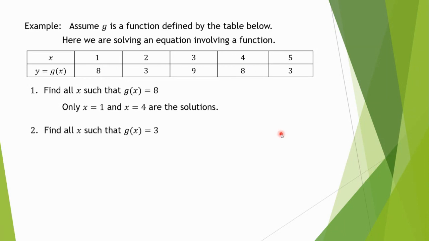Okay, what about 3? Well, here's where y is 3. When x is 2, we can see g of that is 3. What about over here? No, not there. What about here? When x is 5, g of that is 3. So it looks like it's just 2 and 5.